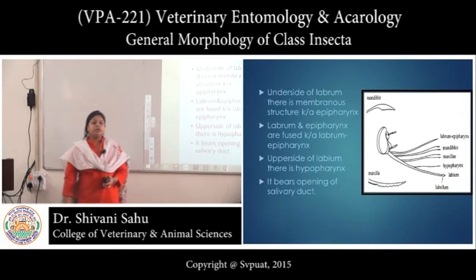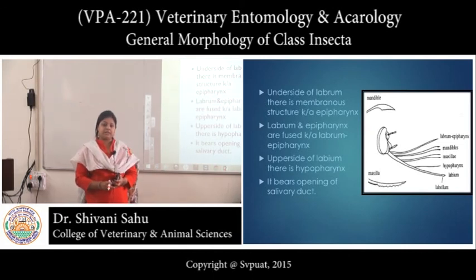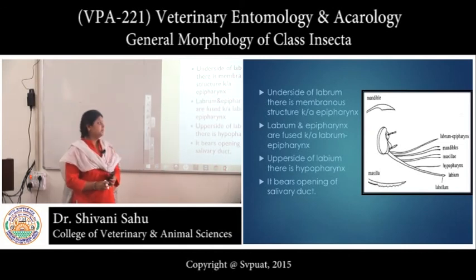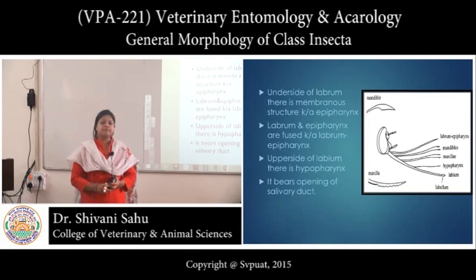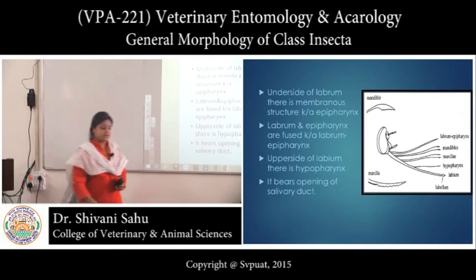Now on the underside of labrum, there is a membranous structure known as epipharynx, which bears the organ of taste. Mostly it is seen that labrum and epipharynx are fused to form labrum-epipharynx. On the underside of labium, there is a membranous structure known as hypopharynx, which bears the opening of the salivary duct.